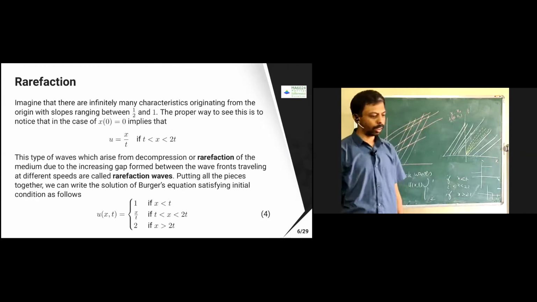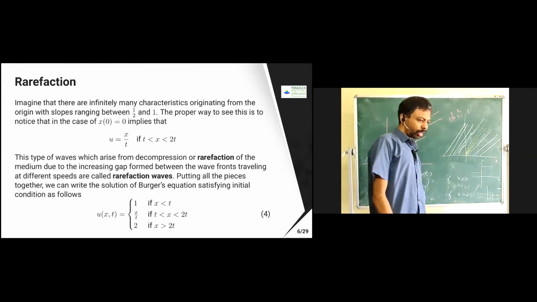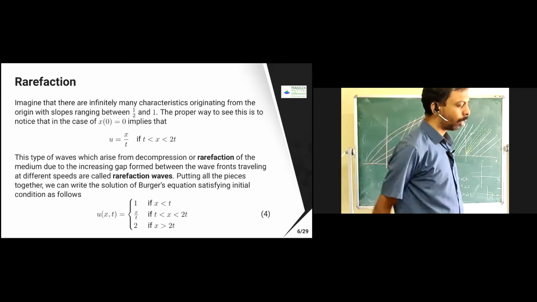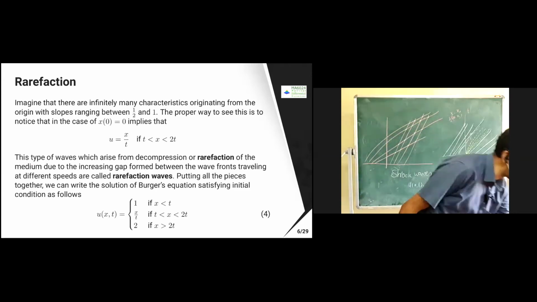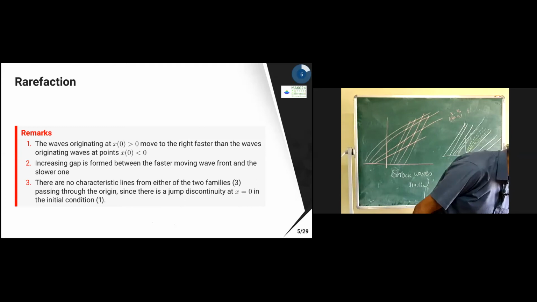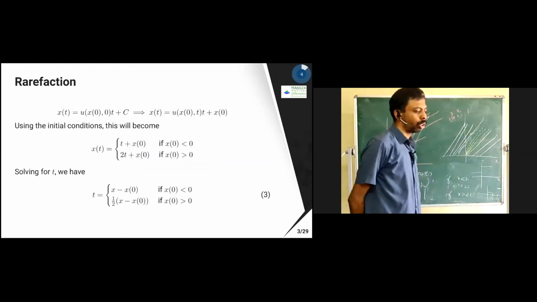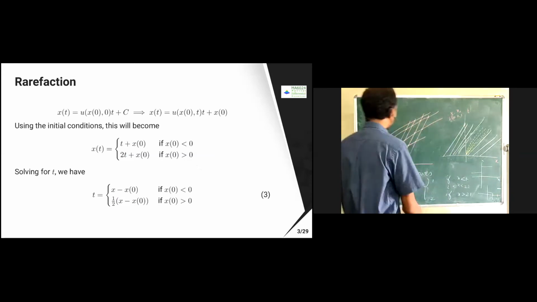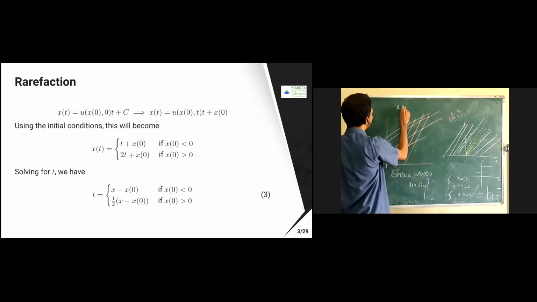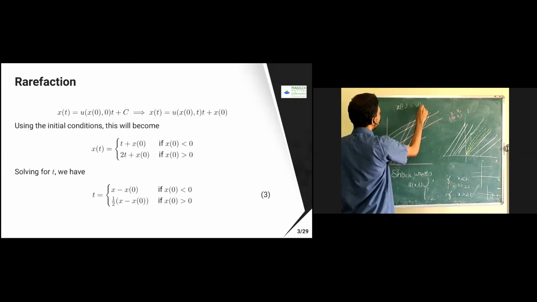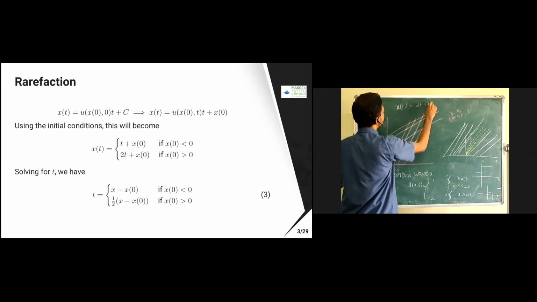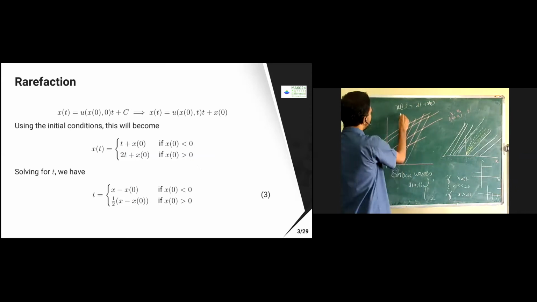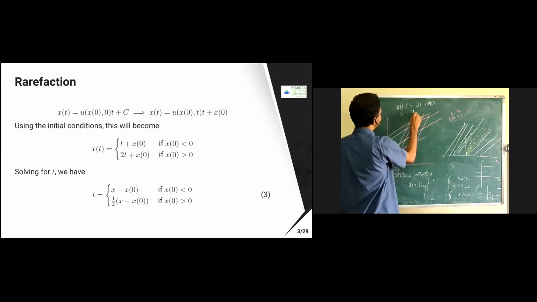The proper way to see this is the following. In the case x of 0 equal to 0, what do we get? From here, x of 0 equals 0. Because our equation is x of t equal to ut plus x of 0, when x of 0 equals 0, u is going to become x by t.